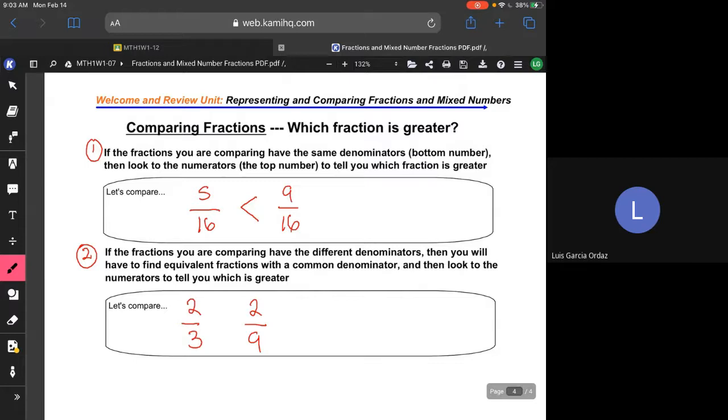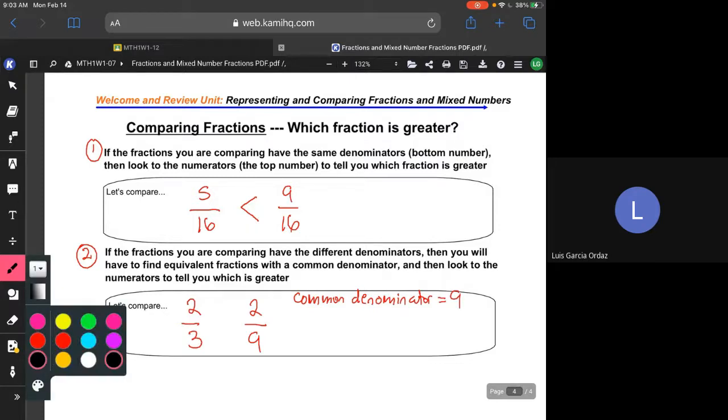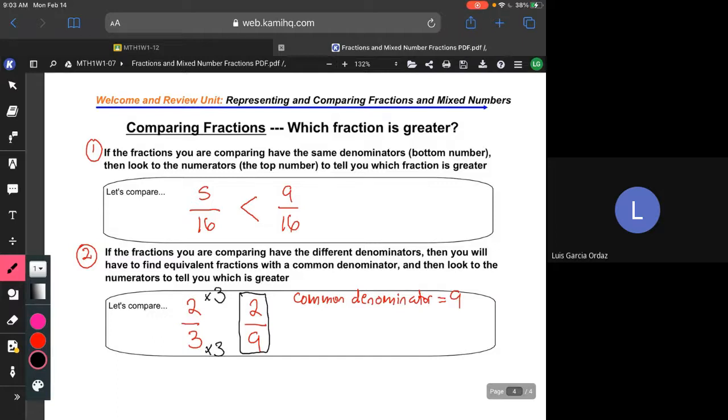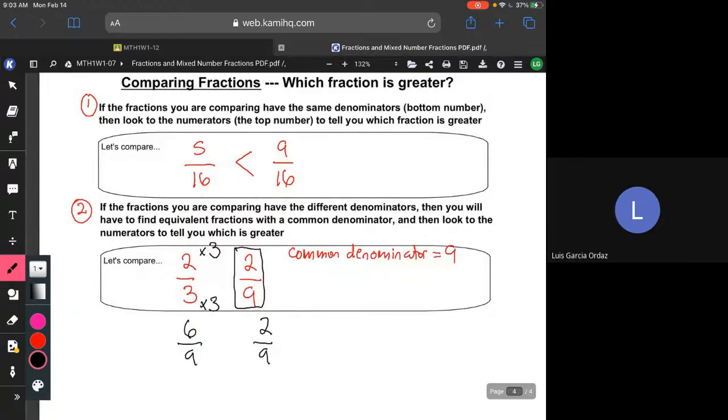So my common denominator in this case is 9. I don't have to do anything with my second one because it already has a 9. I have to change my first one. So in order to get from 3 to 9, what do I multiply by? Shireen? So I get times 3, times 3. So I get 6 over 9 and 2 over 9. Now which one is bigger? Shireen? So 6 over 9 is greater than 2 over 9.